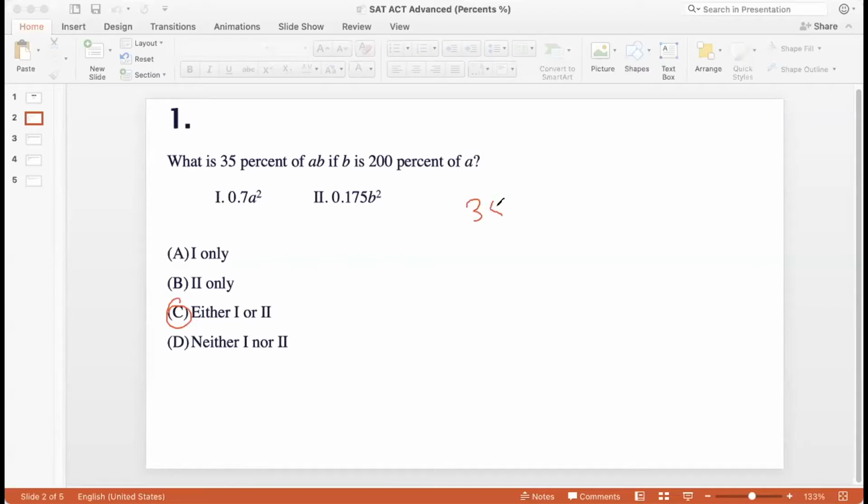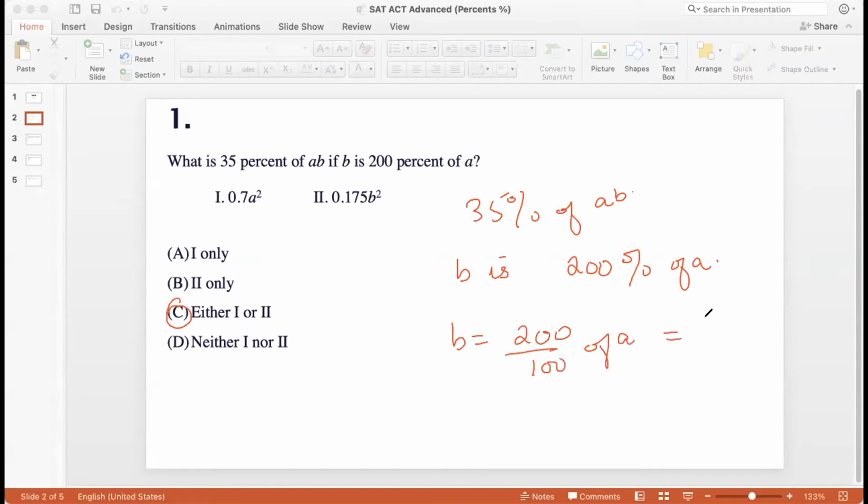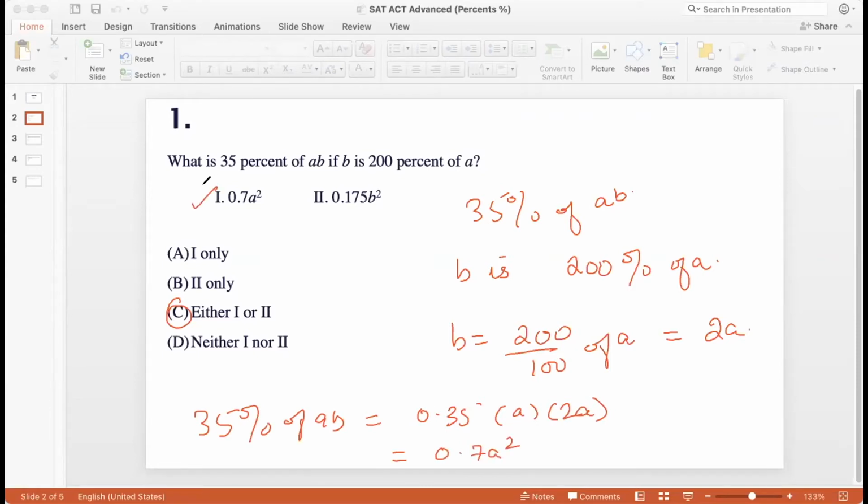What is 35% of AB if B is 200% of A? So B is 200% of A, which is 2A. So B is 2A. So 35% of AB can be written as 0.35 into A into 2A. So that's 0.7A squared. So this is true.